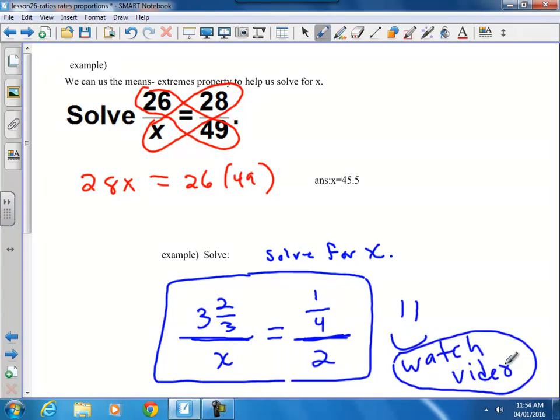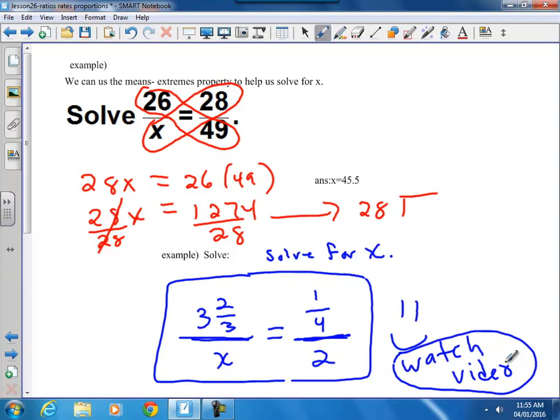For time's sake, I'm just going to give you that information and let you try that on your own, but 26 times 49 should lead us to 1274. And then right here at the end, when you're solving for x, you want to isolate x, so you're going to have to divide by 28. Like I said, in a no calculator course, you would physically have to take 28 into 1274. If it's a calculator course, you can just key in 1274 divided by 28.